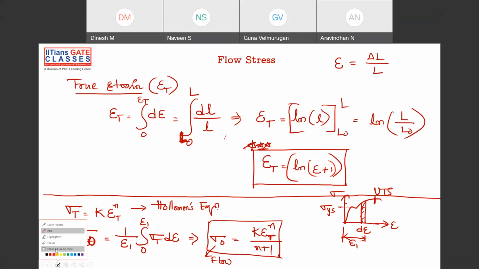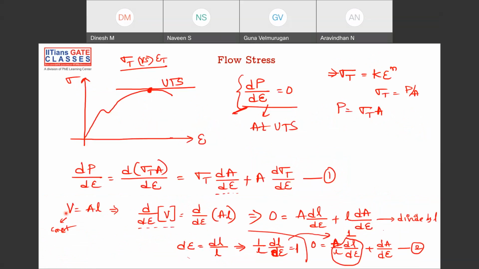So let's proceed. This is the flow stress curve. It's not the full derivation that I've done, but I'll tell you the important points. You know that this is your stress strain curve, and this is where the ultimate tensile stress is.